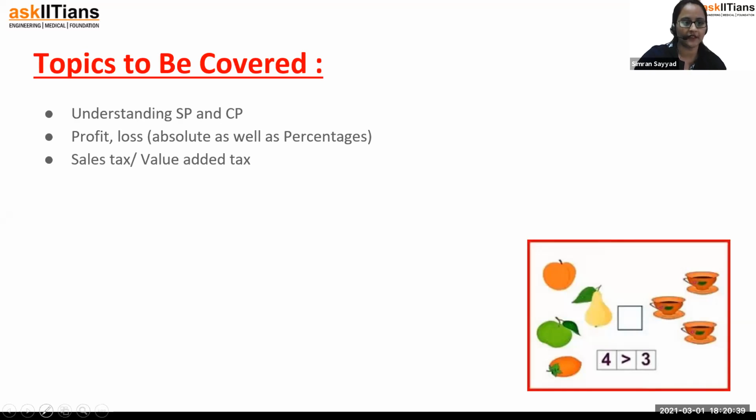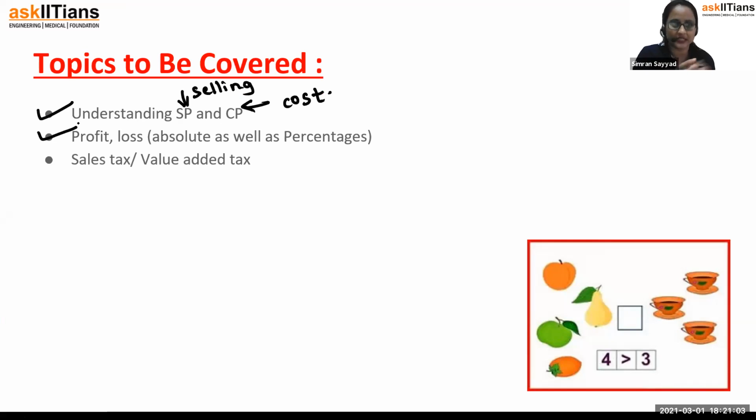Today we are going to focus on all these things. You are going to understand what a selling price and a cost price are. SP is nothing but the selling price, and CP is nothing but your cost price. You're also going to learn about profit and loss, how to calculate profit and loss, absolute as well as percentages, that is, absolute or percent profit or loss. Now, what is absolute and what is percentage?